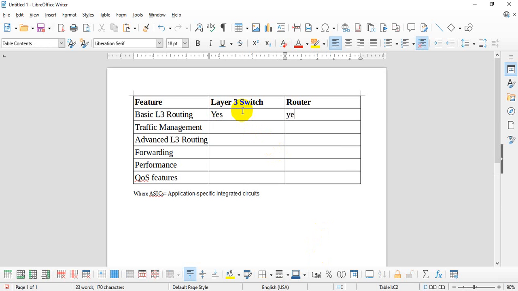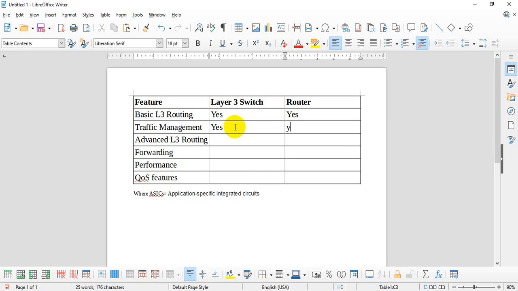The second feature is traffic management. Do L3 switches include traffic management, or does the router, or do both the switches and the router do traffic management? That's the question. What do you think, guys? Just guess. And here we have the answer: L3 switches and the router both do traffic management. Both have the features of managing traffic.